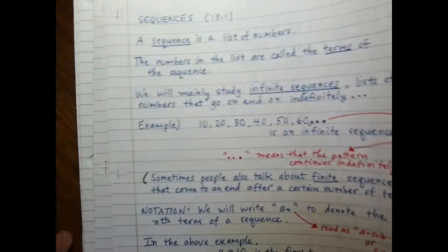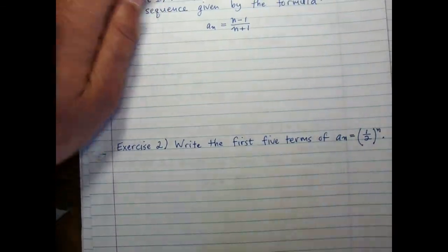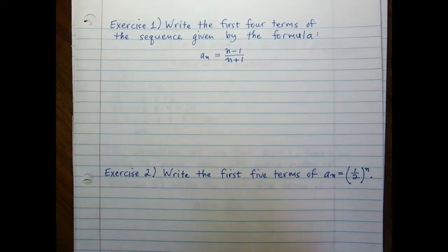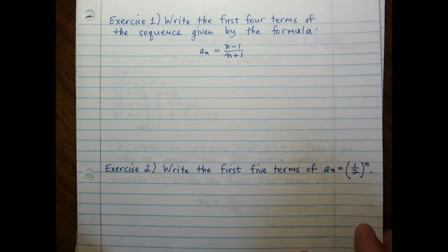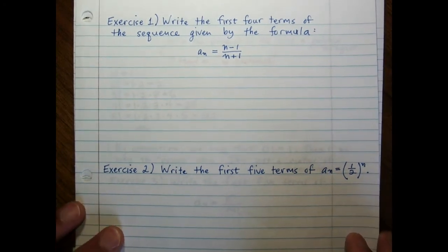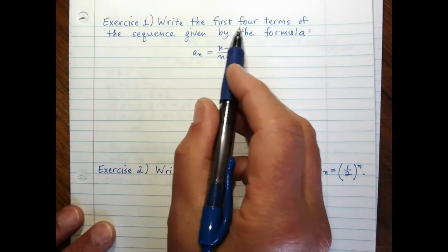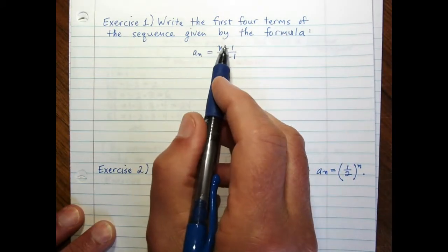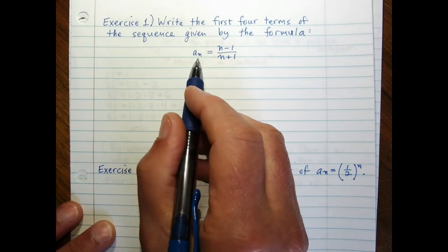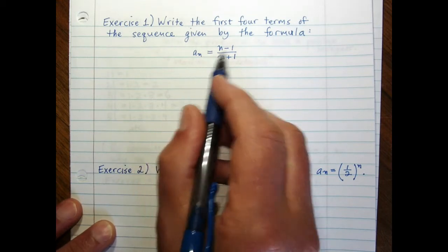Okay, let's start doing some exercises now. And a big part of this is just getting used to this notation. There's not a lot of math calculation involved so much. So in exercise 1, we want to write the first four terms of the sequence given by this formula, a sub n equals n minus 1 over n plus 1.